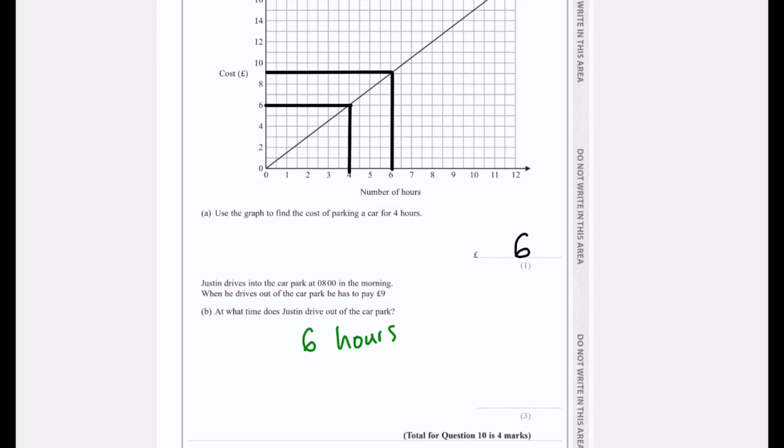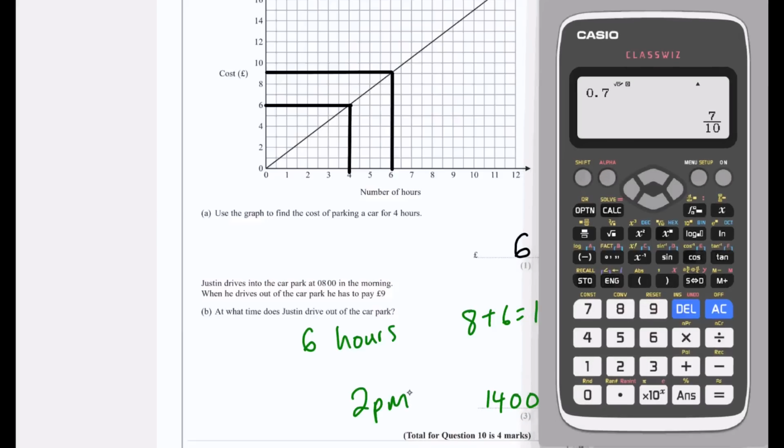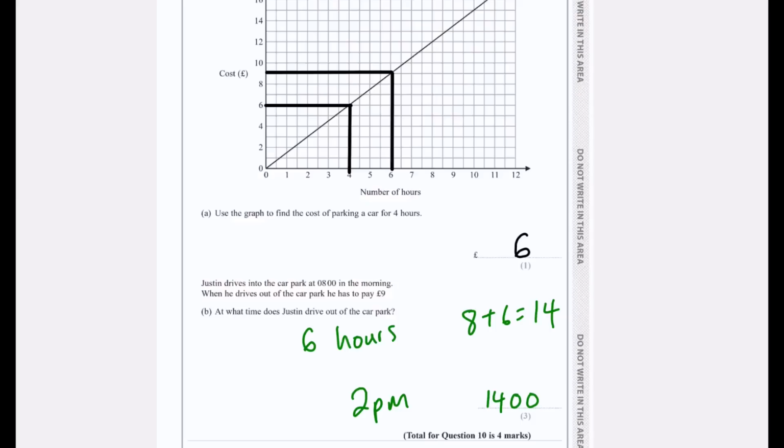And he went in at 8 in the morning. So 8 plus 6 is 14. So he goes out at 1400 hours or 2 p.m. We could, of course, use the calculator for this. So 8 hours, no minutes, plus 6 hours and 0 minutes takes us to 14 hours and 0 minutes. So either 1400 or 2 p.m.